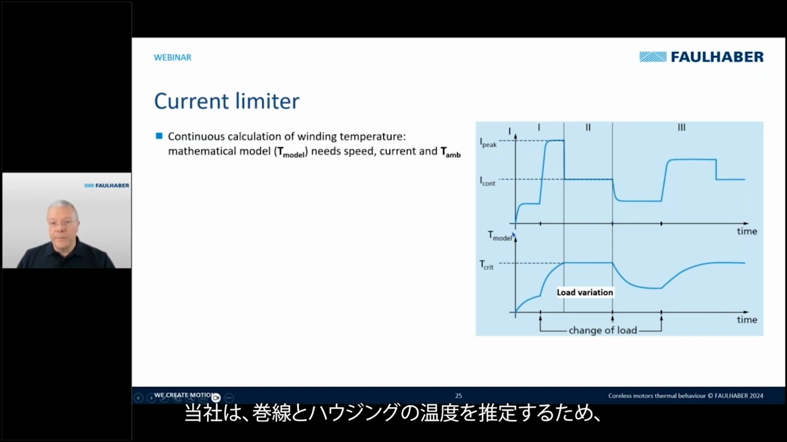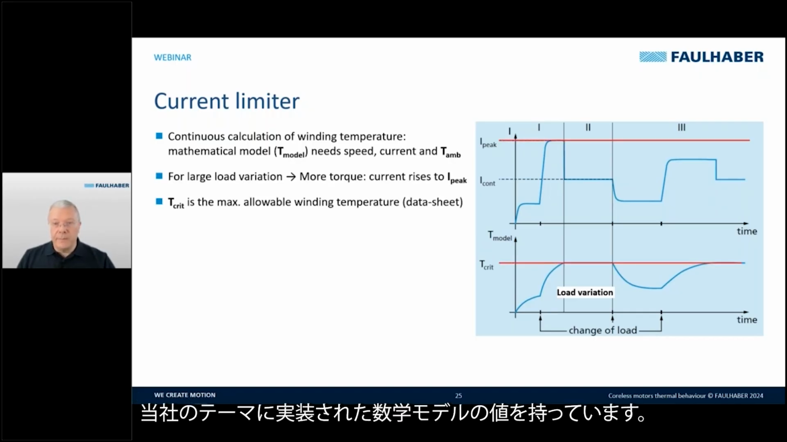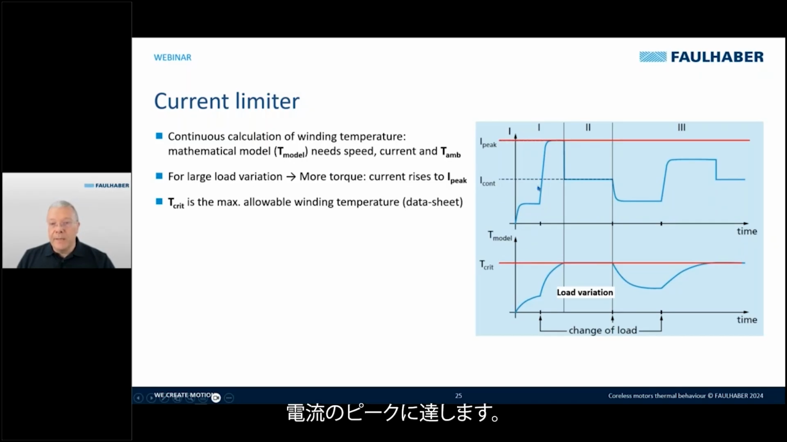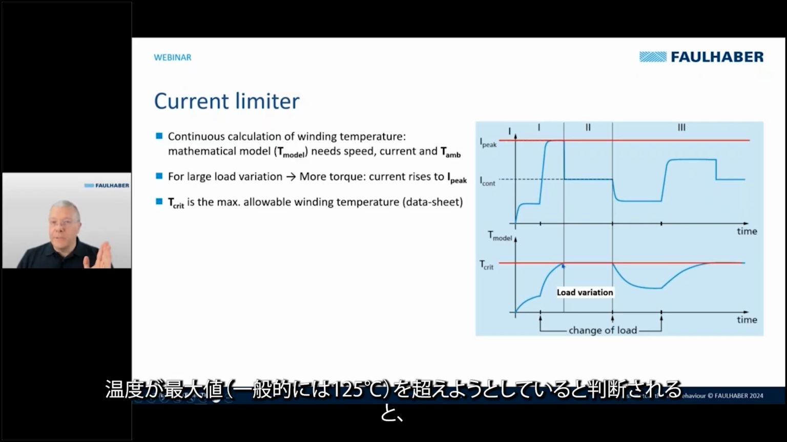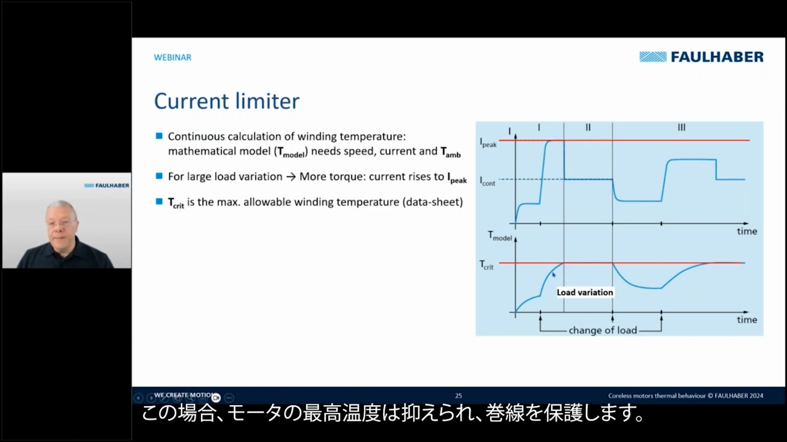We have a model, a mathematical model implemented in our firmware, to estimate the winding temperature and the housing temperature. When the winding temperature reaches a critical value because of the increase of load, we reach a peak current, and then when the model calculates that the temperature is crossing the maximum value, 125 degrees typically, then the motor current is reduced to the continuous value. In this case, the maximum temperature on the motor is limited, and we save the winding.